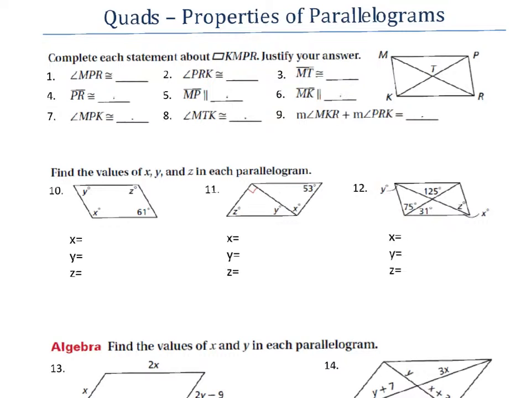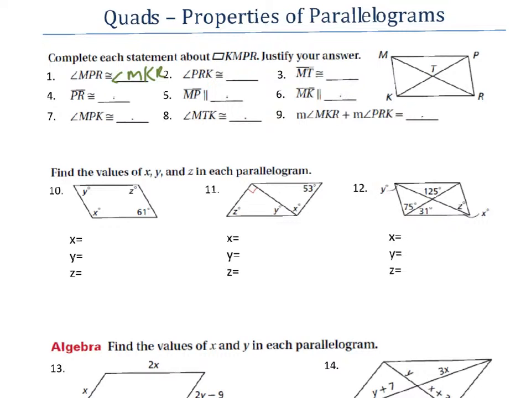Okay, number 1, it says complete each statement about parallelogram KMPR, justify your answer. Well, angle MPR, that's this angle here. Based on our properties, opposite angles are congruent. So opposite of MPR is MKR. So angle MKR. Justification: opposite angles are congruent.